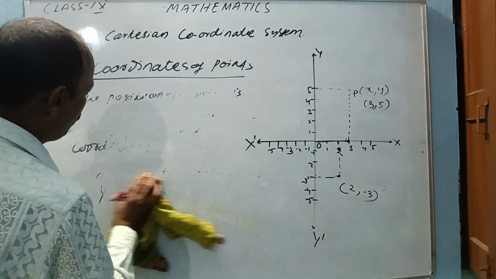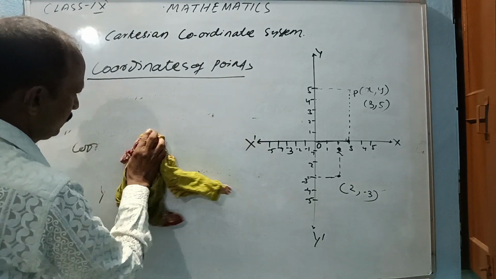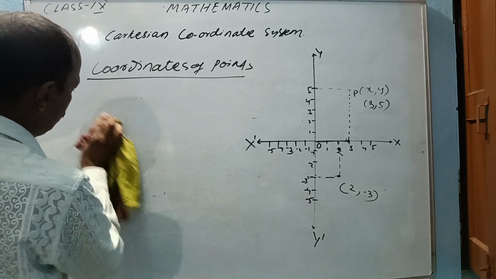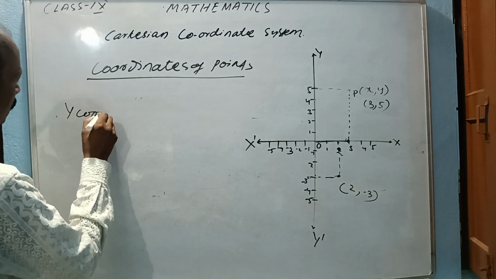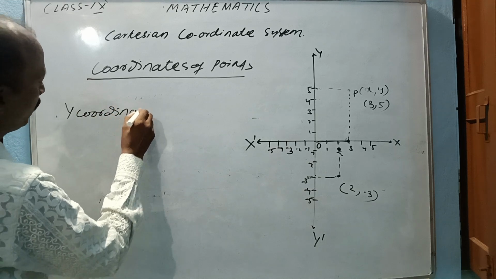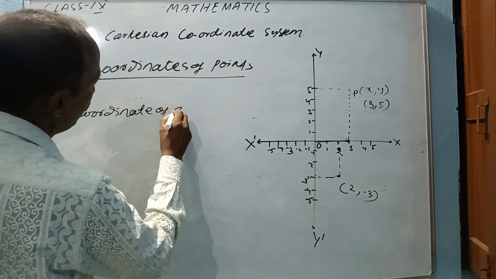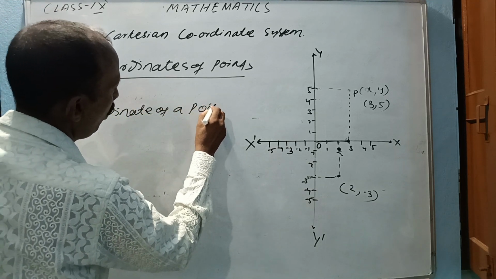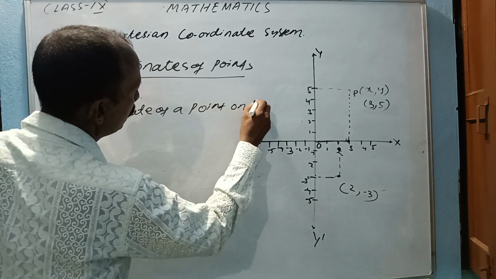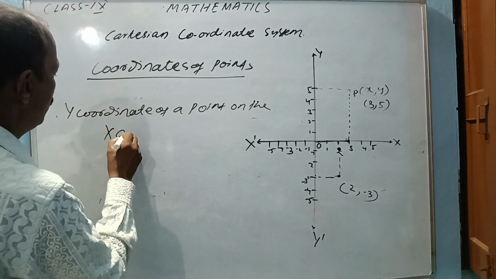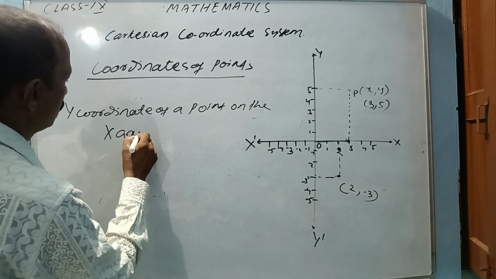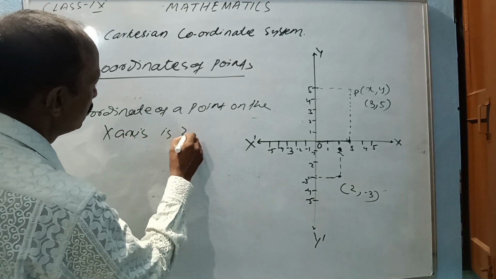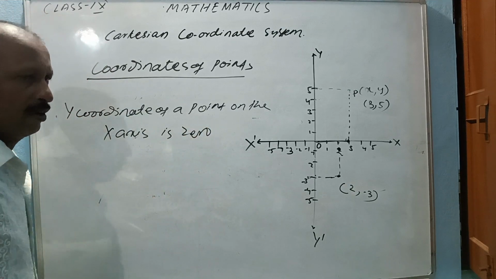Y coordinate of a point on the x axis. See here. The y coordinate of a point on the x axis is 0. Listen carefully.